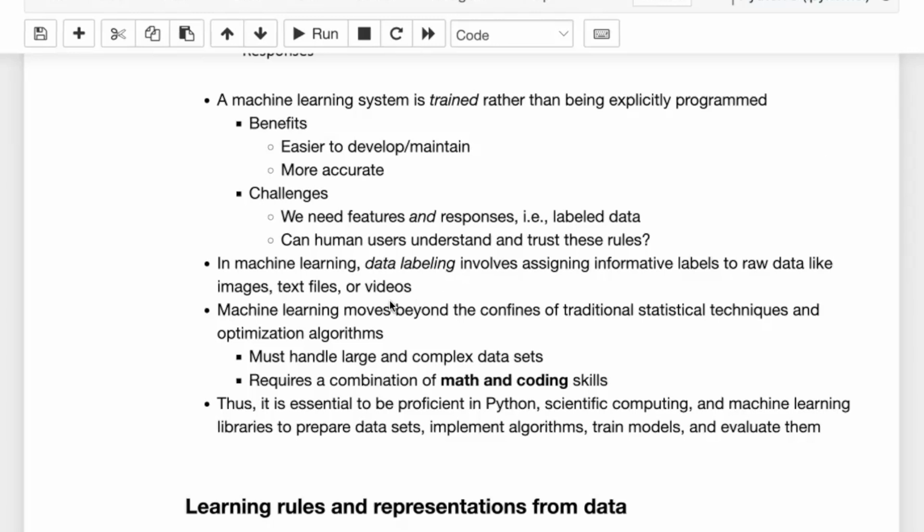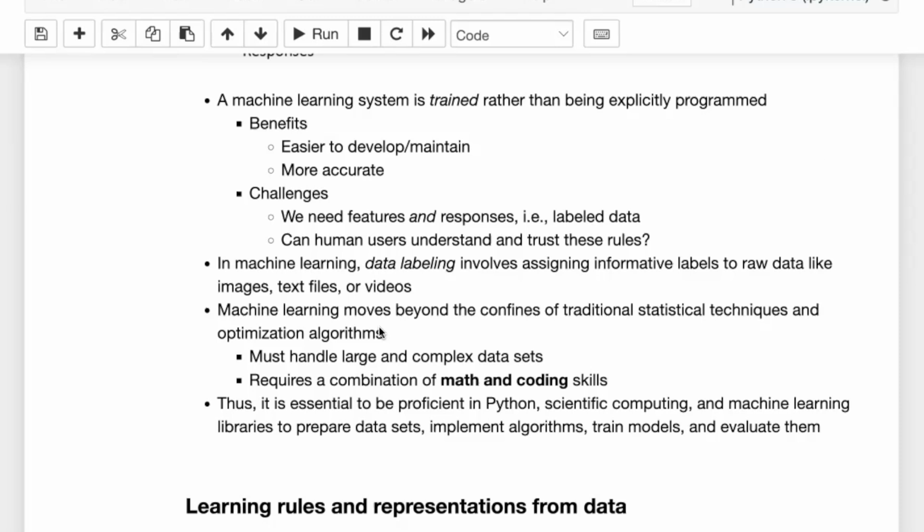And so just to emphasize this, in machine learning, data labeling, because that's a term that you hear a lot, involves assigning informative labels to raw data like images, text files, or videos. And machine learning in general, in terms of differences between statistics, optimization, and machine learning, you can think about it in a way that machine learning really moves beyond the confines of these traditional domains.